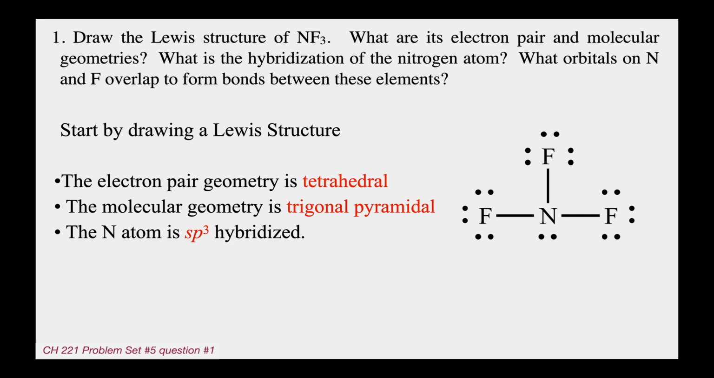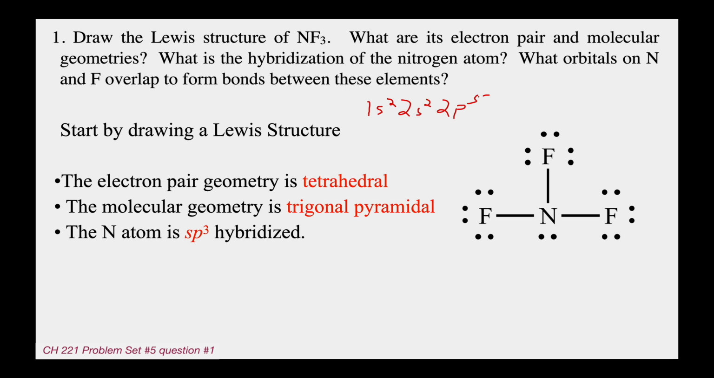The hybridization is only in reference to the central atom. So the fluorines are not sp3 hybridized. It's only the central atom, okay? So nitrogen is sp3 hybridized. Now the outside fluorines are using just their regular atomic orbitals. And if you remember from earlier times, fluorine is 1s2, 2s2, 2p5. That's the electron configuration of one fluorine atom.